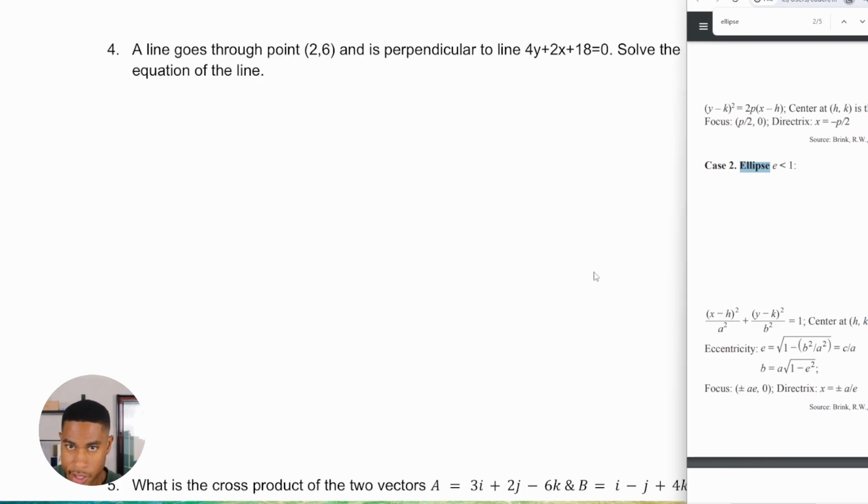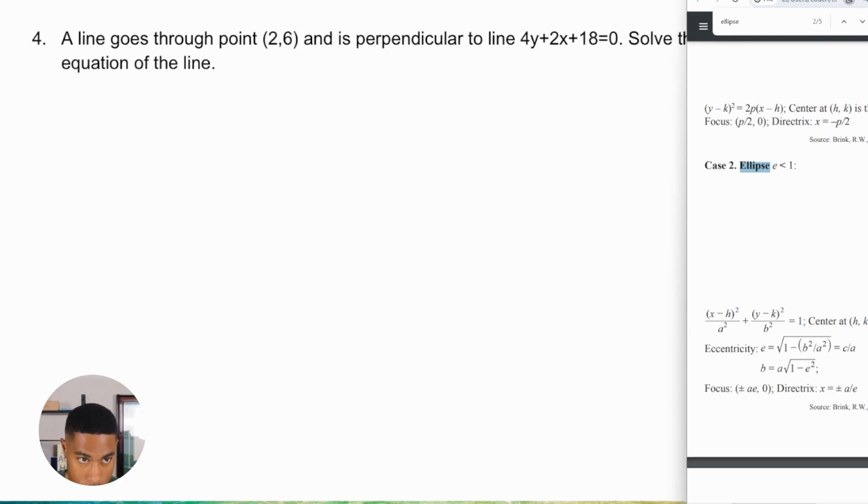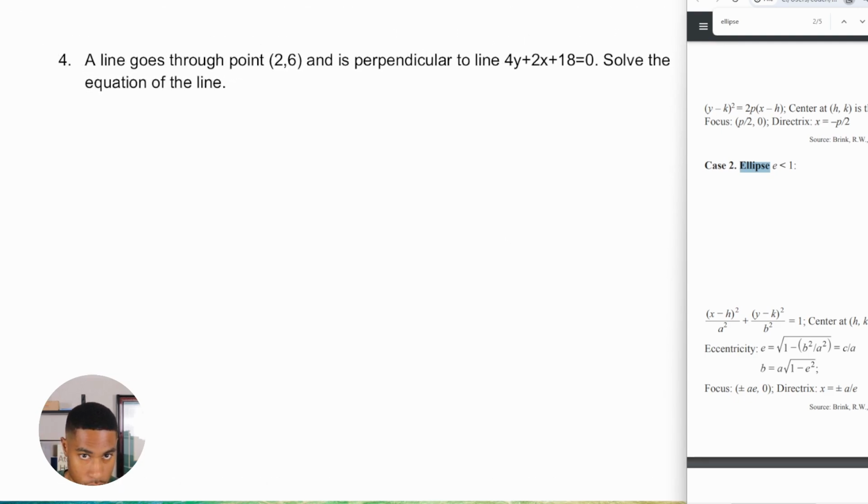Okay. So number 4 says a line goes through (2, 6) and is perpendicular to the line 4y plus 2x plus 18 is equal to 0. Okay, solve the equation of the line. All right. Well, I feel like there's an important thing that you need to know for this. How do you know how to get something that is perpendicular to a line?